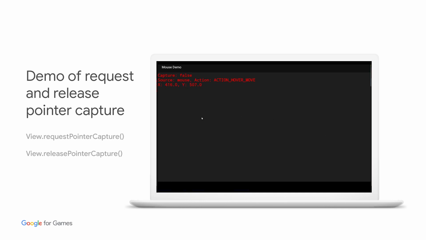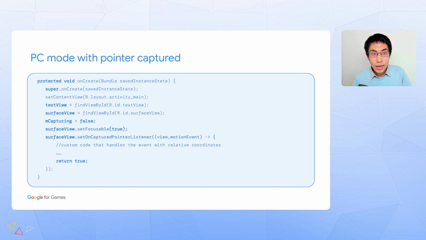If your game needs to take full control of the mouse cursor, such as a first or third person action game that maps mouse movement to camera movement, View.requestPointerCapture can help you achieve the goal. There are some requirements for the Android View which can capture the pointer. Let's show a code sample in the Java programming language.